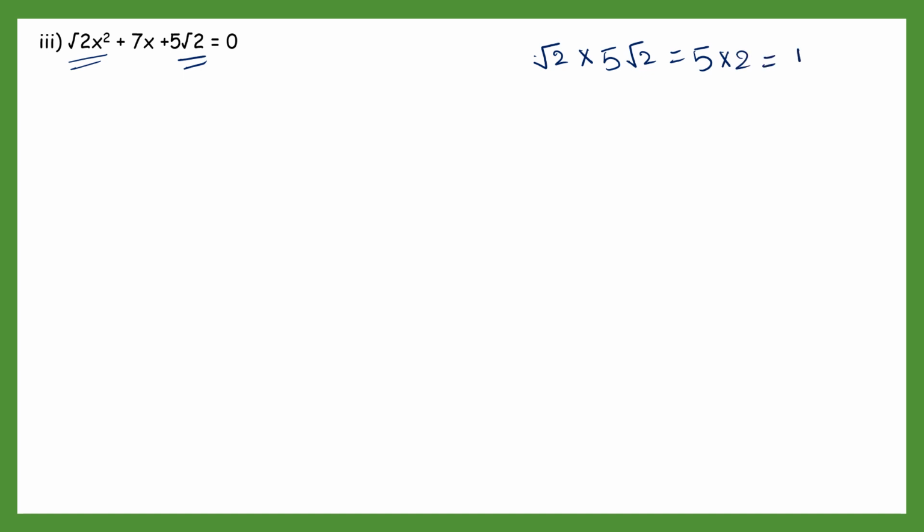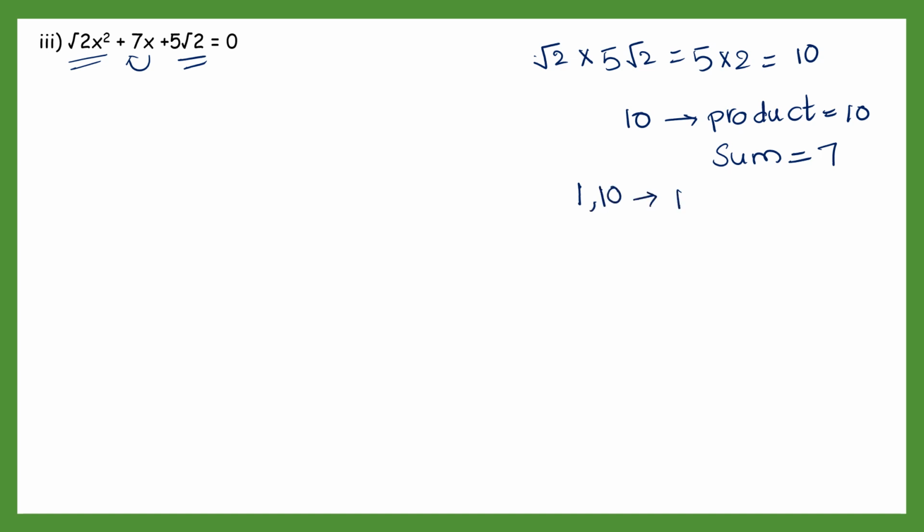5 into 2, 10. So 10 should be split into two numbers such that the product should be 10 and the sum of the numbers should be what? The coefficient of x. The coefficient of x here is 7. So let's split this 10 into two numbers. Let us assume 1 and 10. 1 into 10 is 10. Product is satisfied. Next, the sum. 1 plus 10 is what? 11. We need the sum as 7. So this is not correct.